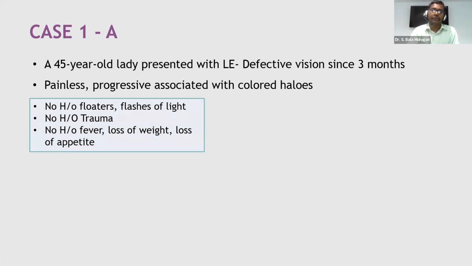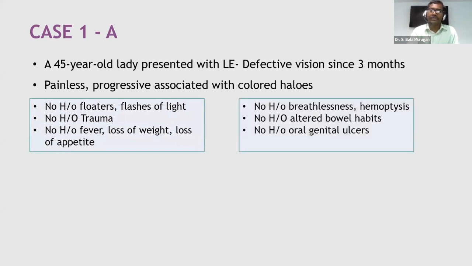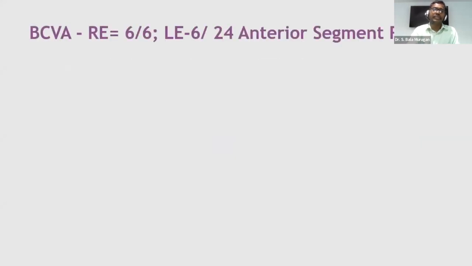weight, loss of appetite. There was no history of breathlessness or hemoptysis, no history of altered bowel habits, no history of oral or genital ulcers. The patient had the best corrected vision in the right eye of 6 by 6, in the left eye it was 6 by 24. The anterior segment was appearing within normal limits.